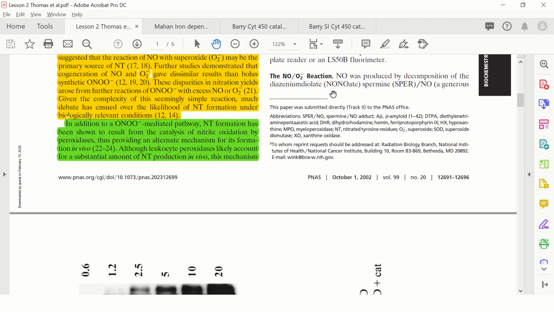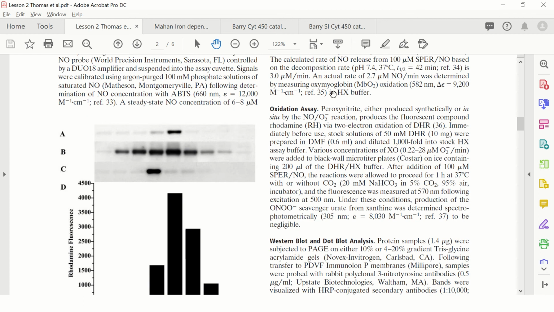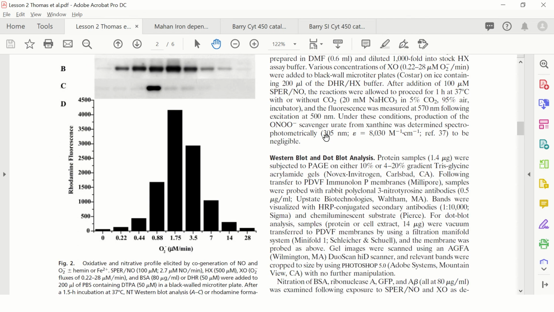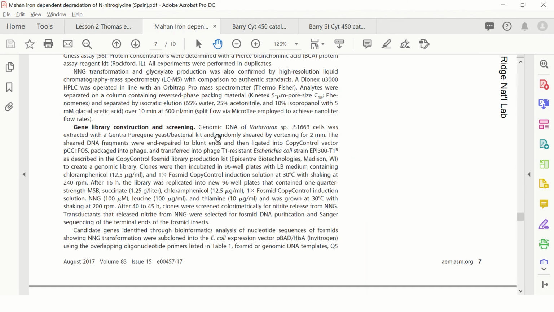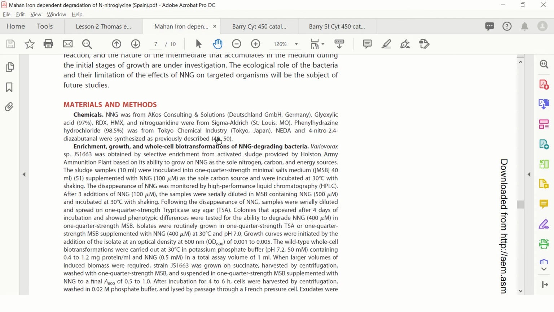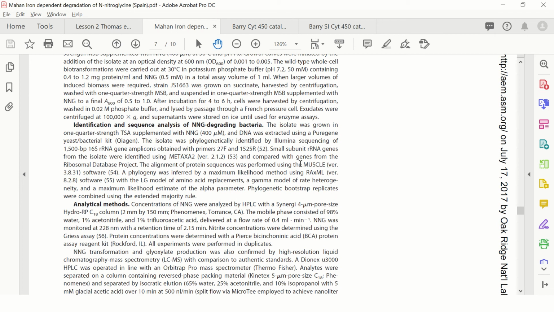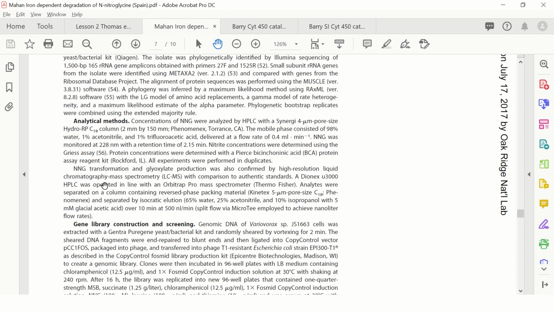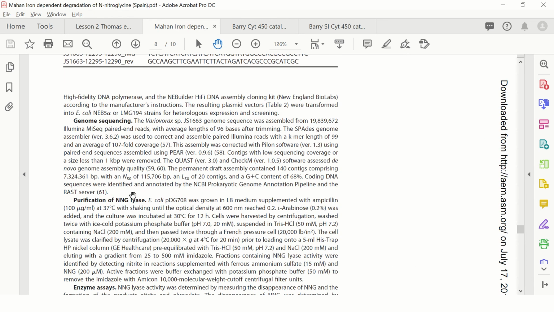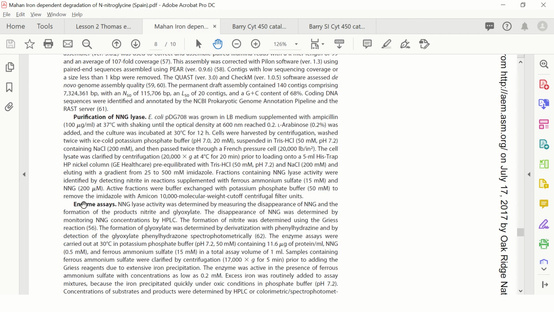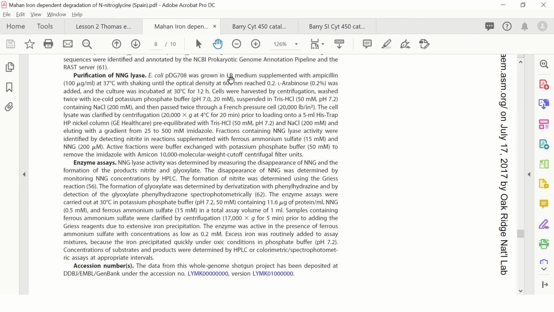For the NO superoxide reaction in this paper, there's a section. Oxidation assay is another section. Western blot and dot blot analysis. This can also be seen in this paper, where enrichment growth and whole cell biotransformations of bacteria, identification and sequence analysis of bacteria, a section on analytical methods, gene library construction and screening, genome sequencing, purification of lyase, and enzyme assays.